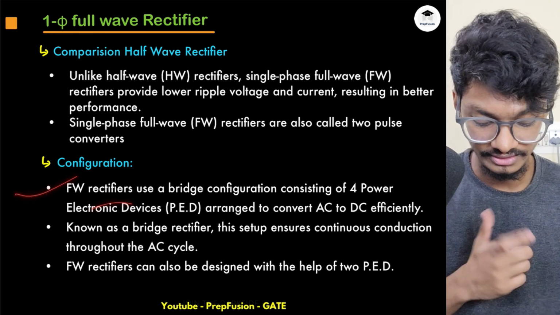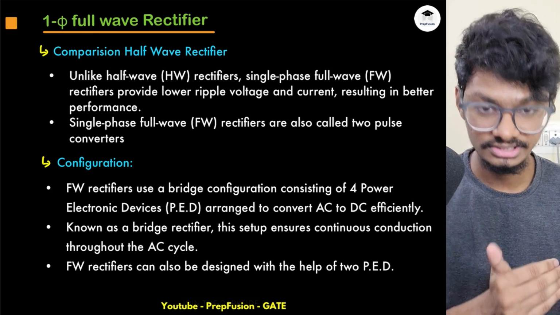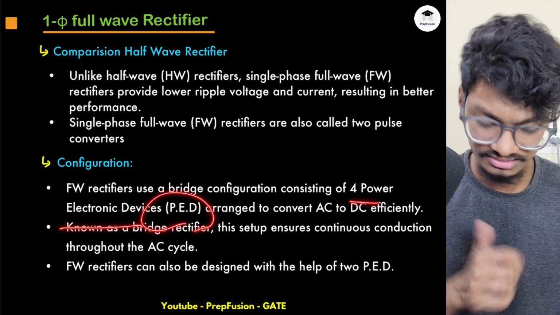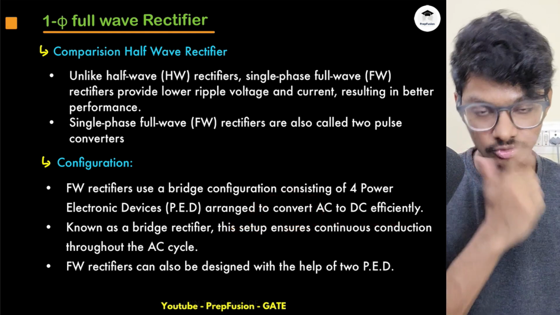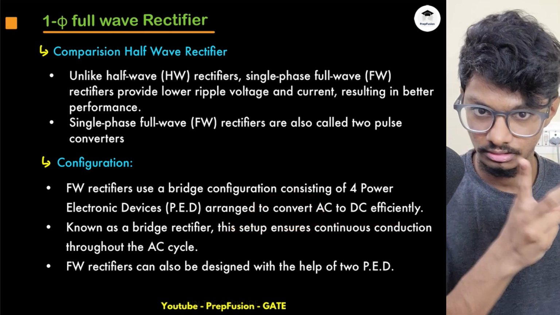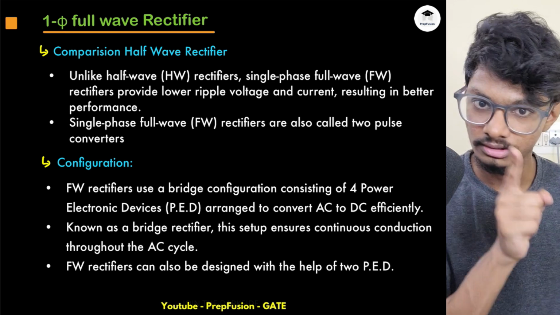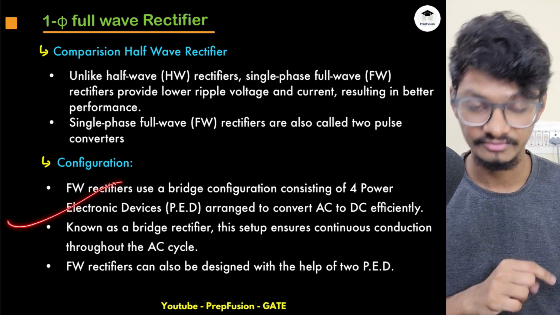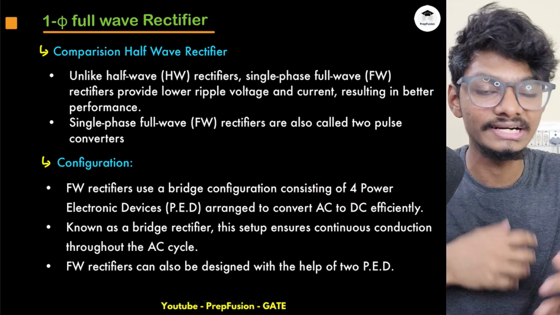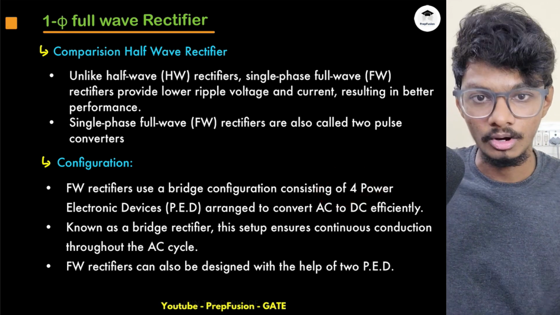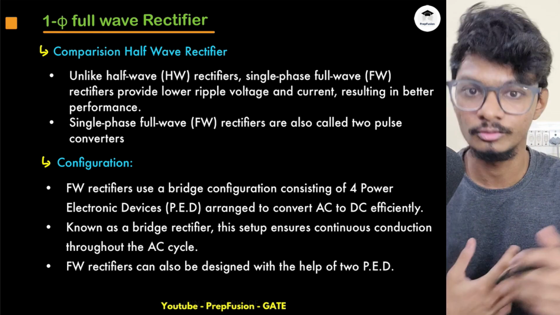Configuration: full wave rectifiers use a bridge configuration consisting of 4 power electronic devices such as SCRs arranged to convert AC to DC efficiently. In half wave rectifiers we use only one device, only one SCR. But in a full wave rectifier with bridge configuration, we need to use 4 power electronic devices. So this is the disadvantage. We need to use more power electronic devices, but obviously you gain some, you lose some, right?